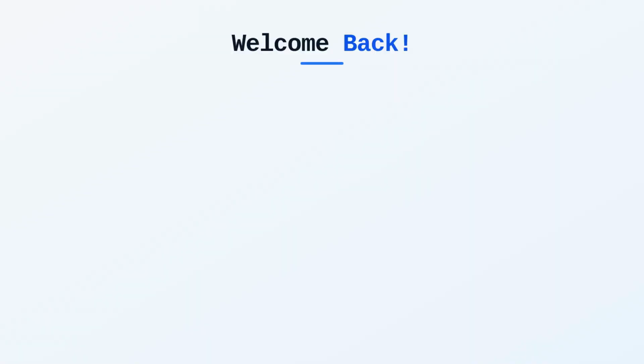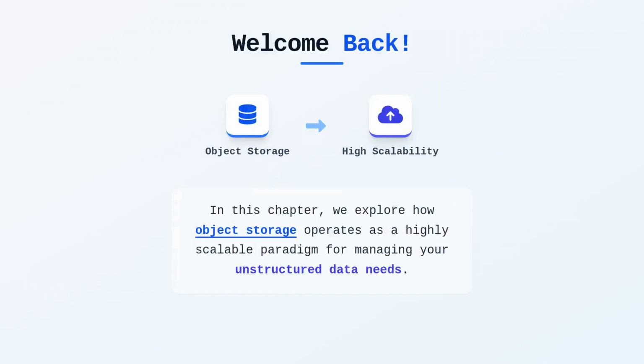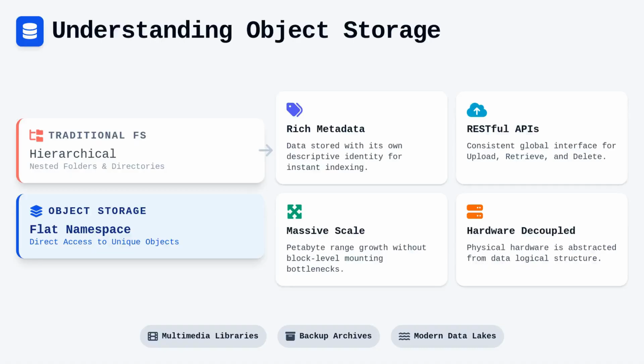Hello, and welcome back. In this chapter, we explore how object storage operates as a highly scalable paradigm for managing your unstructured data needs. Object storage is fundamentally different from the hierarchical file systems you might be accustomed to in local enterprise environments. Instead of nested folders and directories, object storage utilizes a flat namespace where every piece of data is treated as an individual object, stored alongside its own unique metadata.